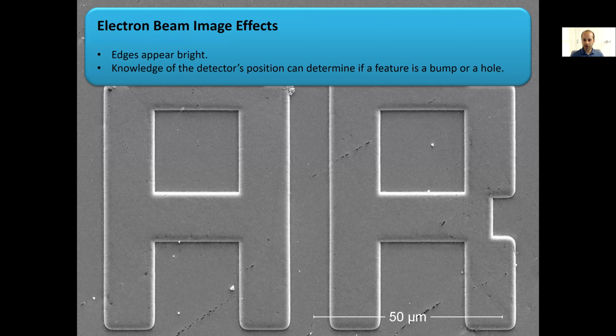So this is just a summary again of what we've talked about. This is using the directional detector, or the ETD, the detector that has some directionality to it. And we see all the edges have a bright highlight to them due to the edge effect of the interaction volume. And the edges that are facing the detector are even brighter than the edges that are not facing the detector. So that allows us to determine that this is a bump and not a trough or an etched trench.